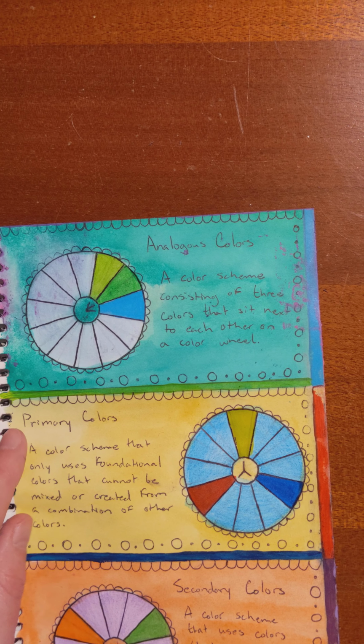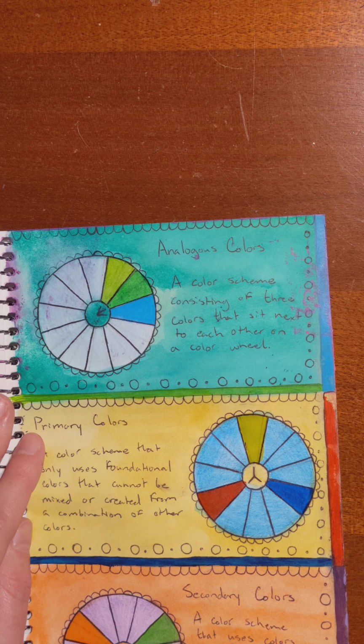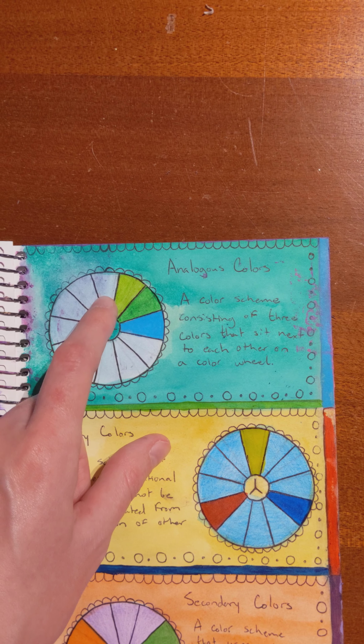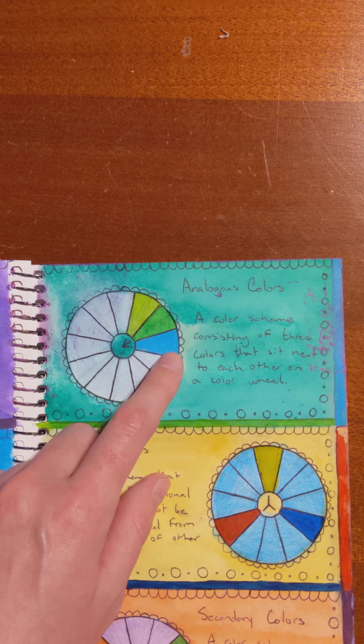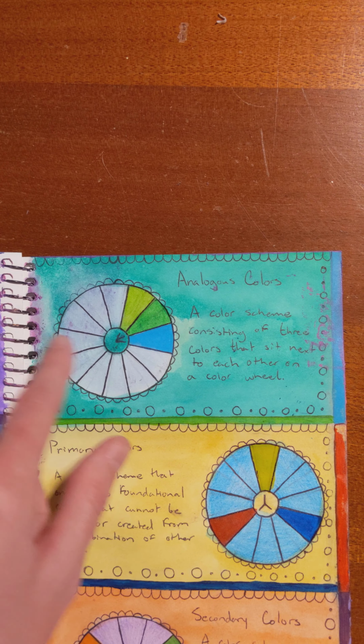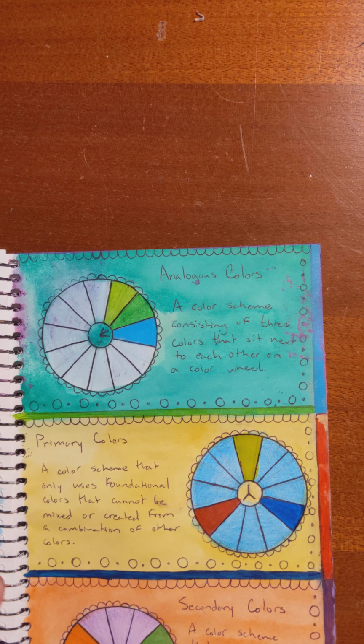Next one is analogous colors. It is a color scheme consisting of three colors that sit next to each other on a color wheel. So this one has yellowish green, green, and light blue. And unfortunately, despite my best efforts, the next page bled onto this one a little bit.